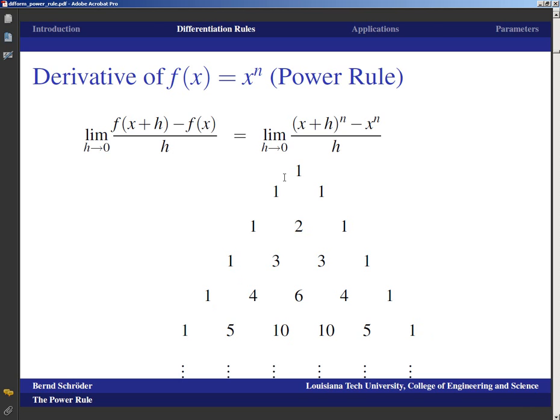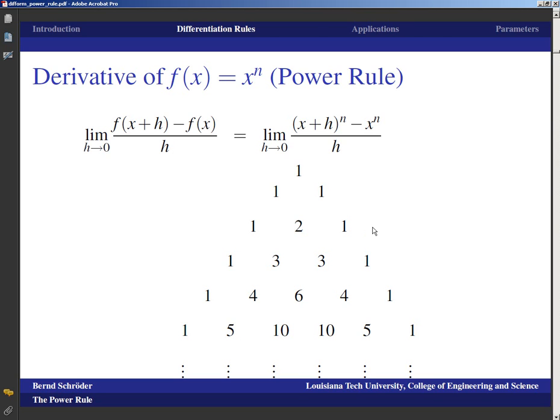The second term will be x to the n minus 1 times h times whatever this coefficient is, and you can see for a second power the coefficient is 2, for a third power the coefficient is 3, for the fourth power the coefficient is 4, for a fifth power the coefficient is 5, and so on. Well, for an nth power the coefficient will probably be n, and that is indeed the case.